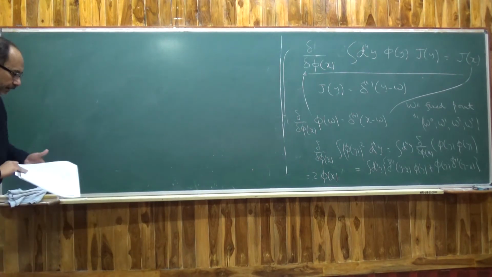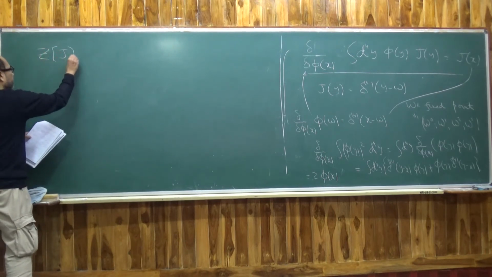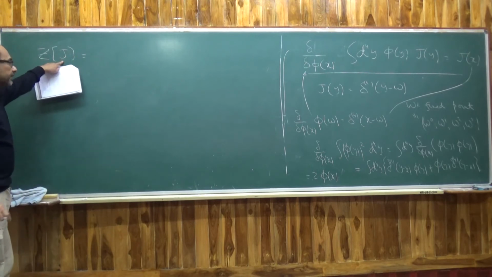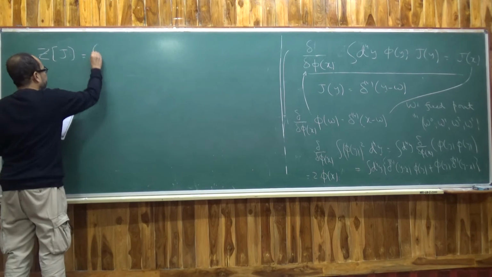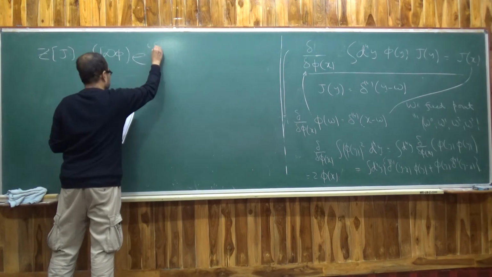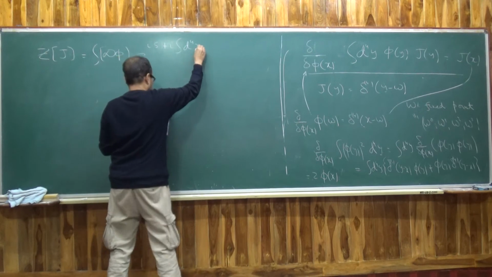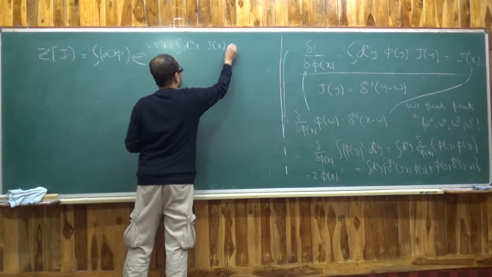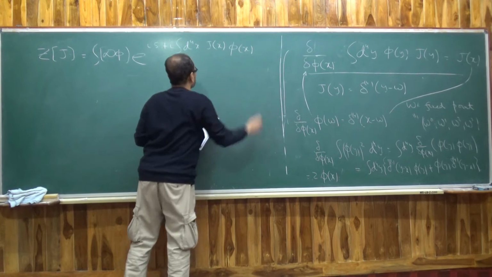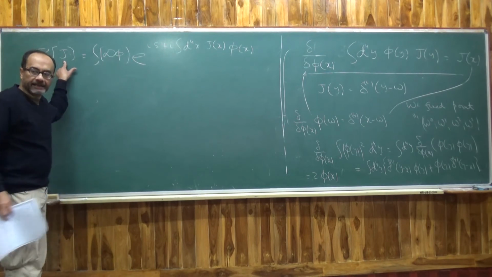So what we'll do is to define an auxiliary quantity Z of J. This is a function of J, as integral d phi e to the power i S plus i integral d^4x J(x) phi(x). So this is a functional of J.